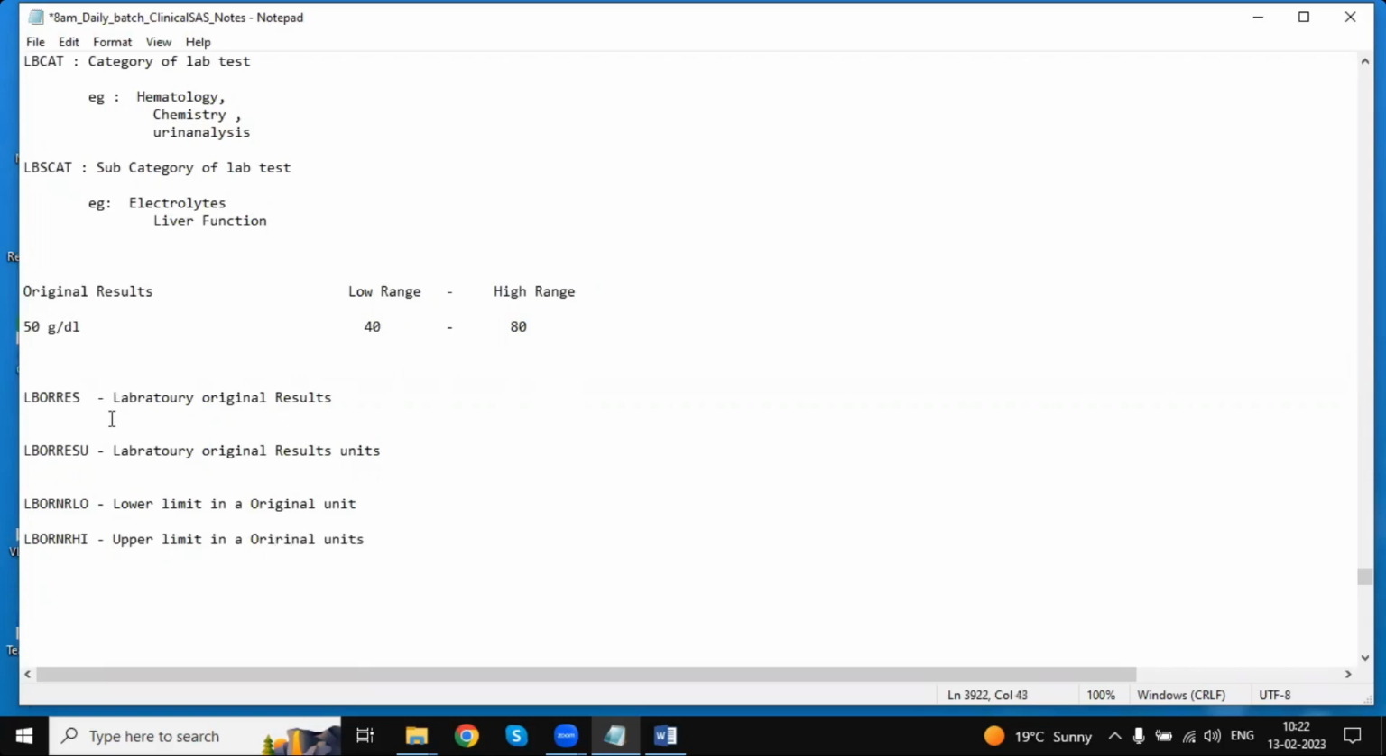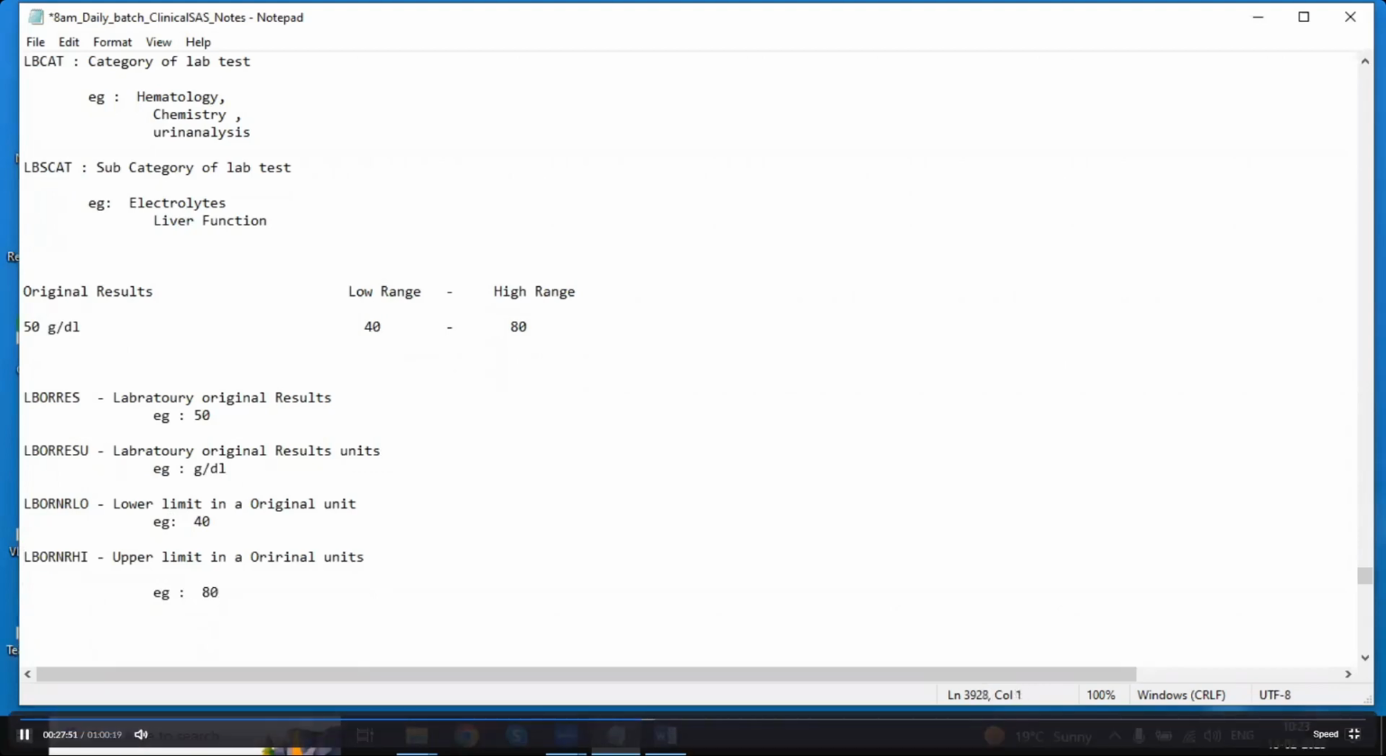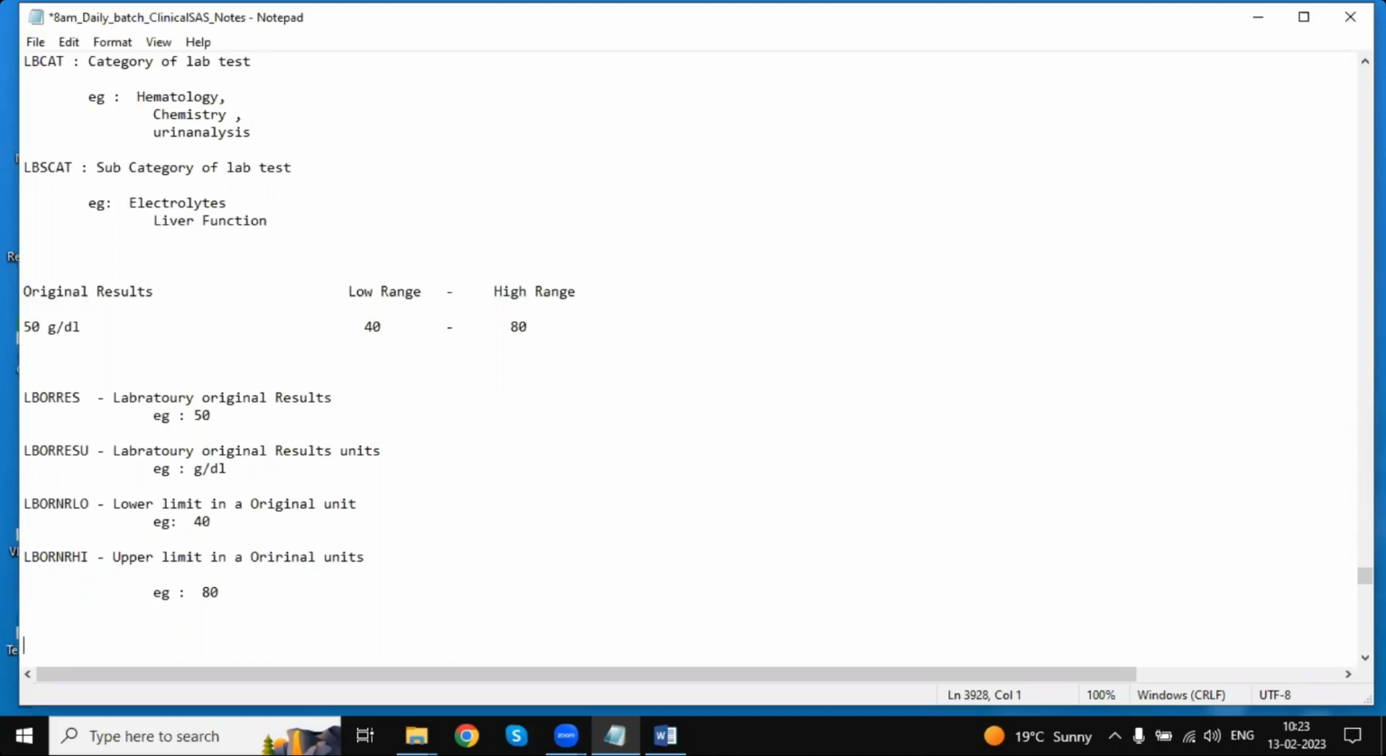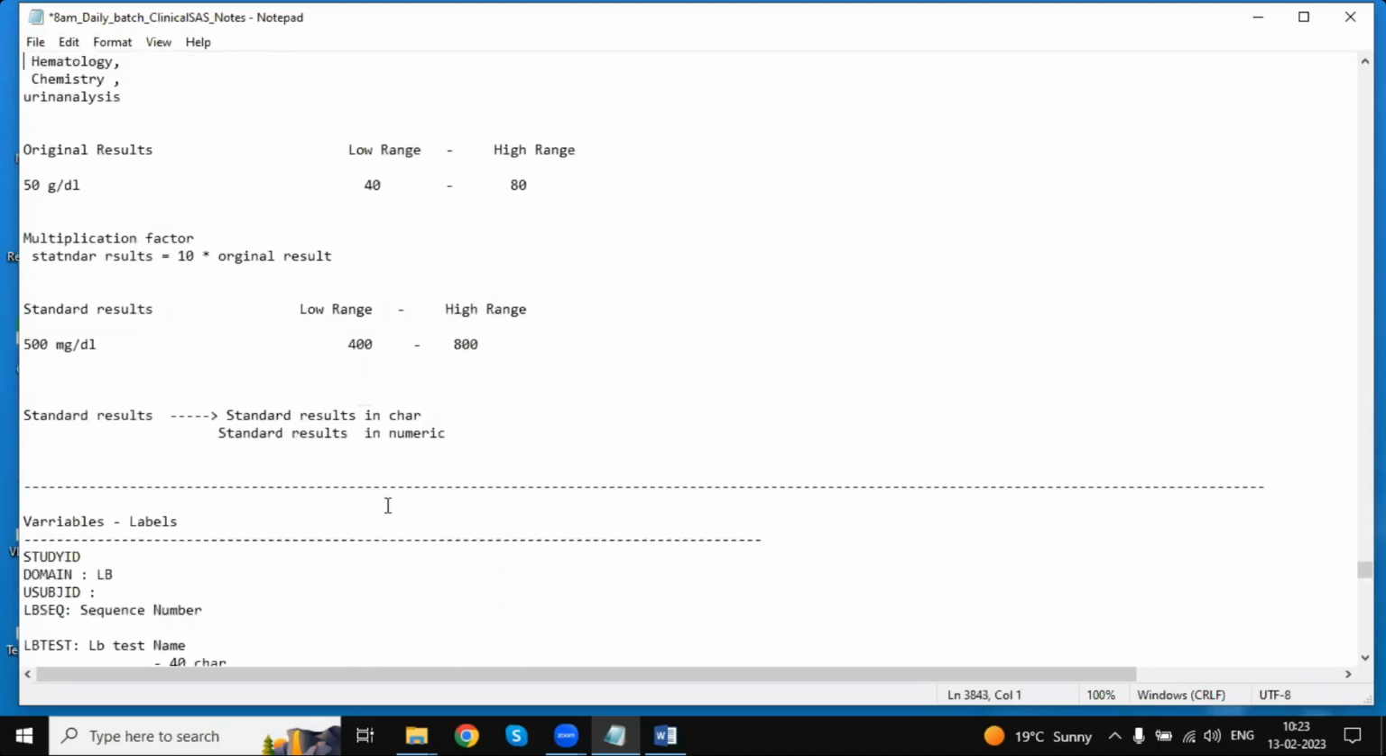See, in this scenario, what is the original results? For example, 50 is the original results. What is their units? G by DL is the units, correct? What is the lower limit? Lower limit is 40, upper limit is 80. Clear? Same thing for standard results as well. Okay.